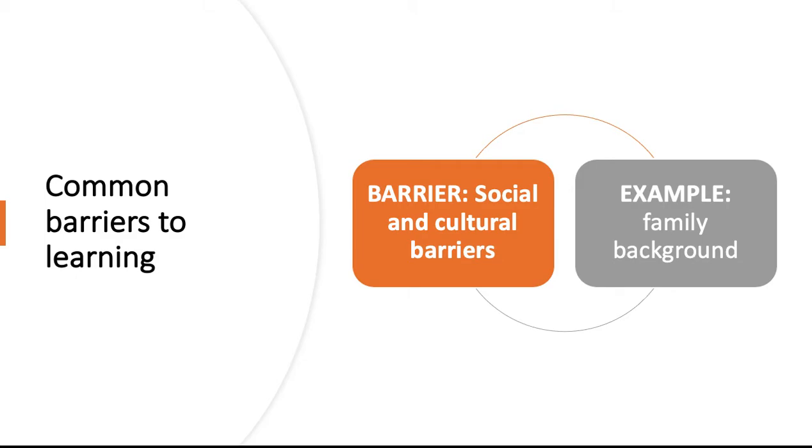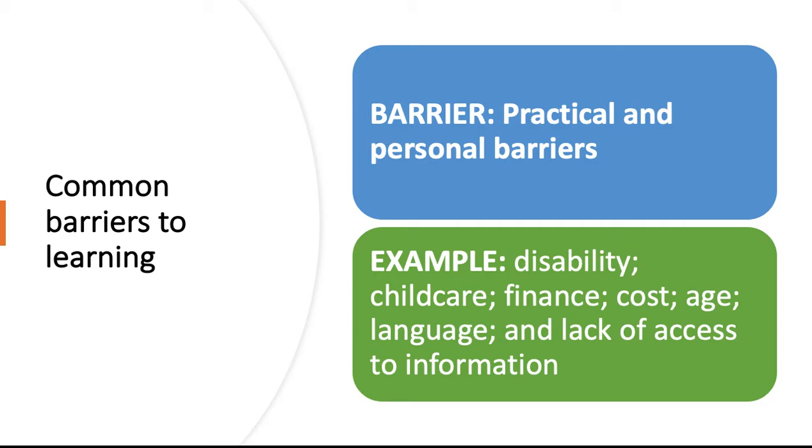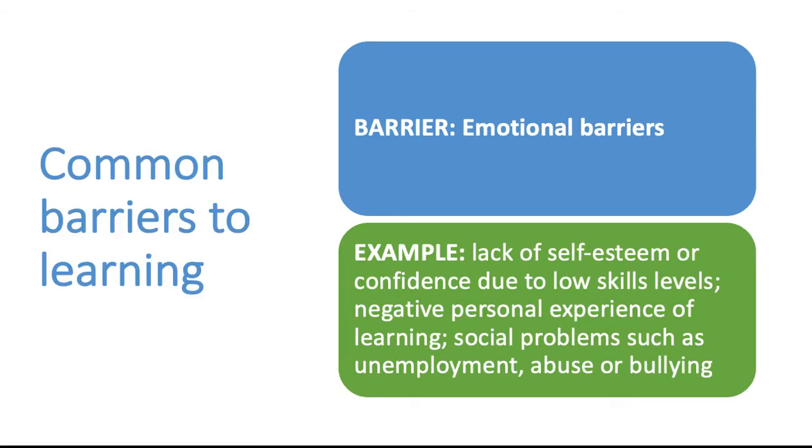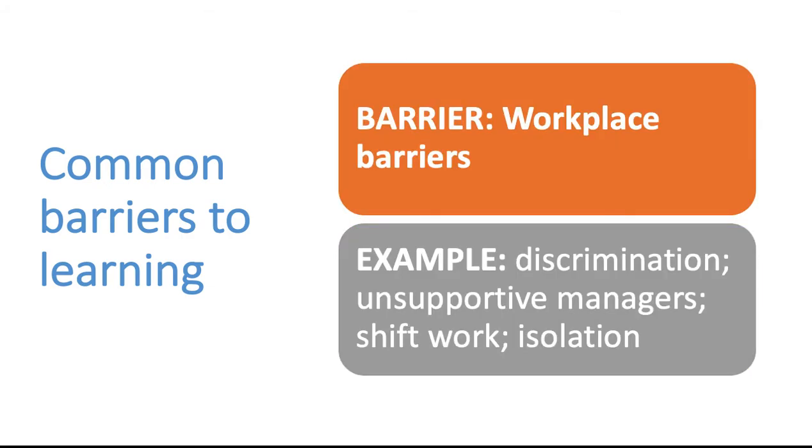Example, family background. Example number 2, barrier, practical and personal boundaries. Example, disability, childcare, finance, cost, age, language, and lack of access to information. And the final one, common barriers to learning, emotional barriers. For example, lack of self-esteem or confidence due to low skills levels, negative personal experience of learning, social problems such as unemployment, abuse, or bullying.